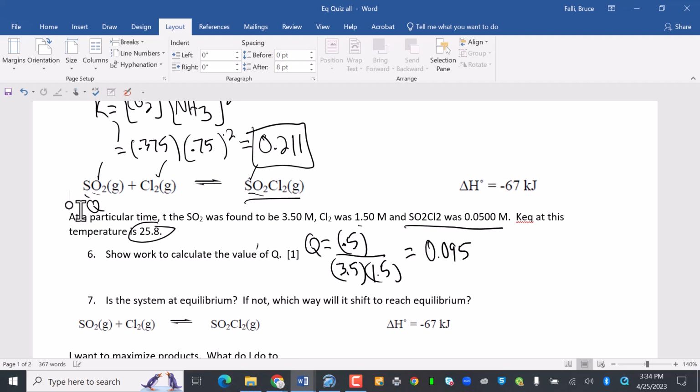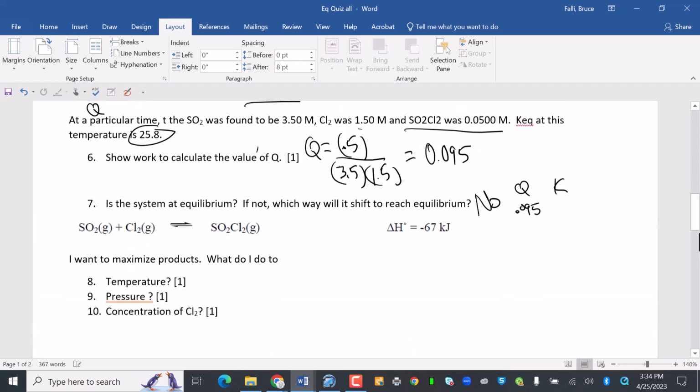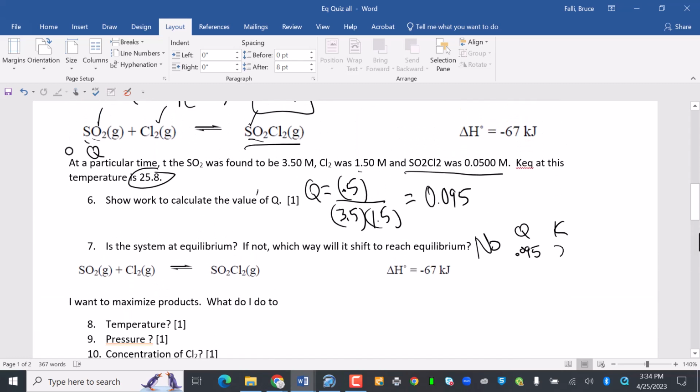K is 25.8. Is the system at equilibrium? No. Q is 0.095, and K is 25.8. So Q is less than K. Remember, this is products over reactants. So Q is less, so I have too many reactants. Which way will it shift? Right hand side. So again, this is worth 1.